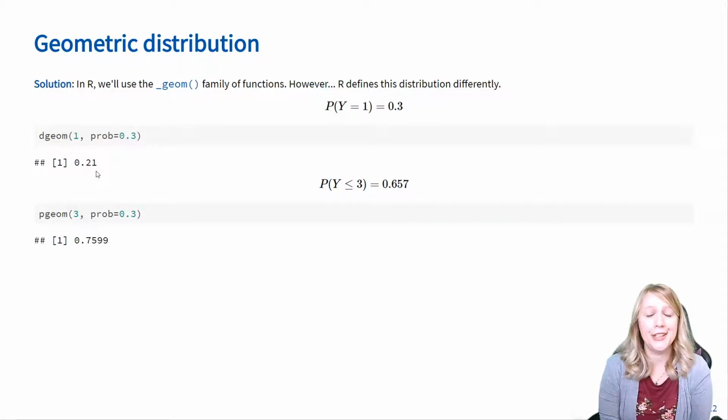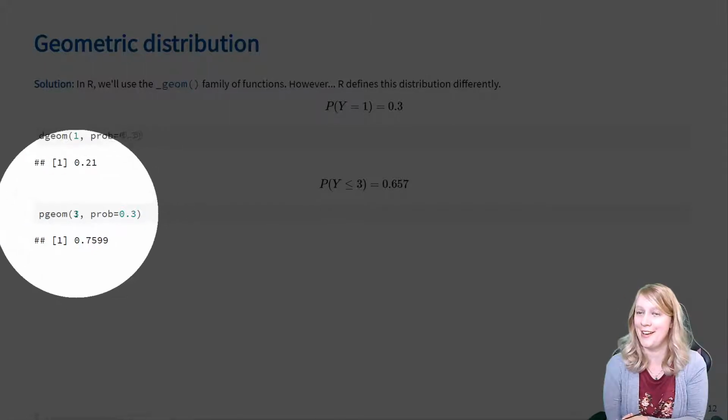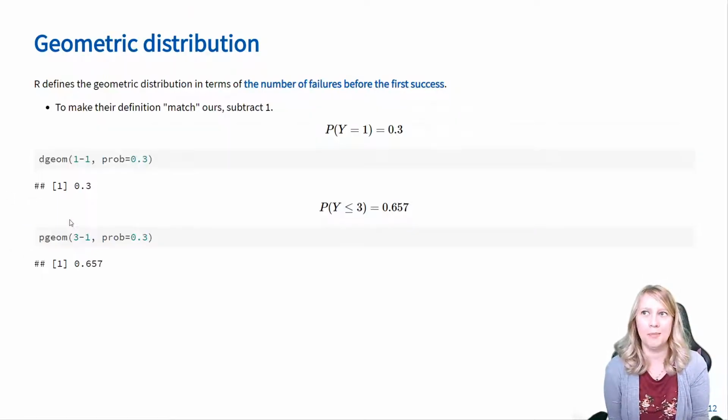Okay, so let's take a look at this cumulative probability, the probability up to a point. We know, for example, from the previous problem that given this geometric distribution, the probability that y is less than or equal to 3 should be 0.657. However, we get something a little bit different, again, when we do this calculation. We get 0.7599. So why the discrepancy?